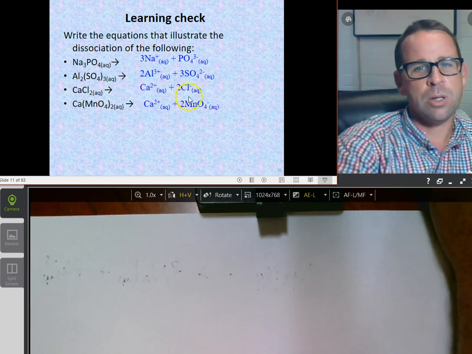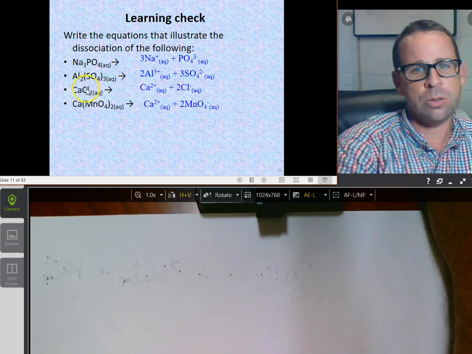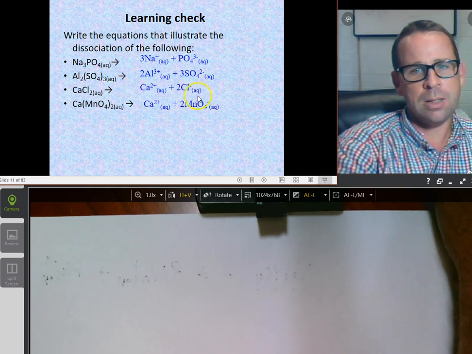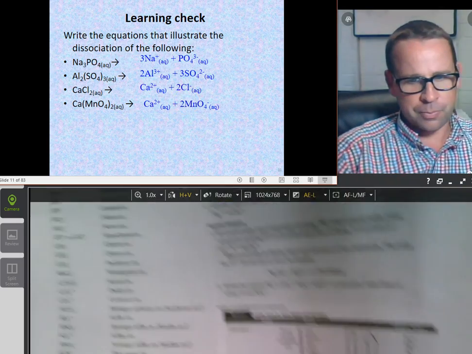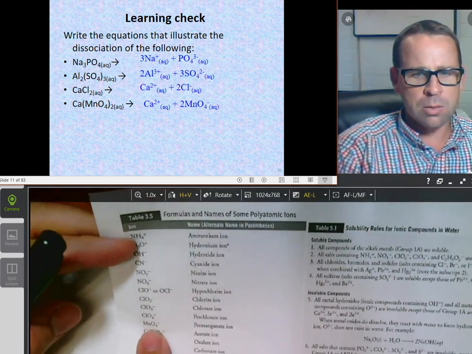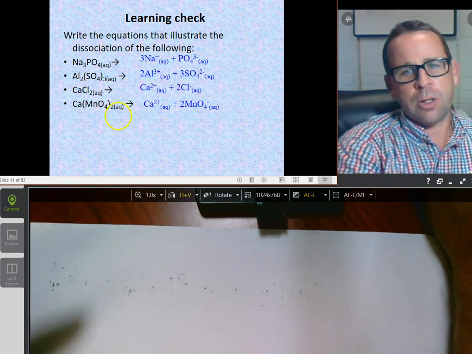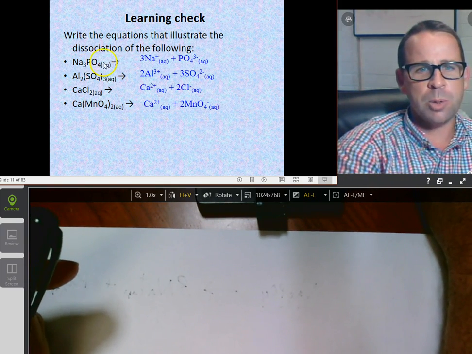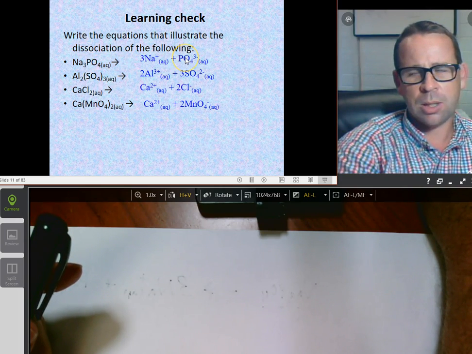Notice how on this one there's 2 chloride ions like that. Very important. The 2 goes in front, Cl-. 2 permanganate ions, MnO4-. You look in your polyatomic ion chart there. You have our permanganate ions. Okay, very good. So what we call this again is putting an ionic compound into solution and the ions dissociate.